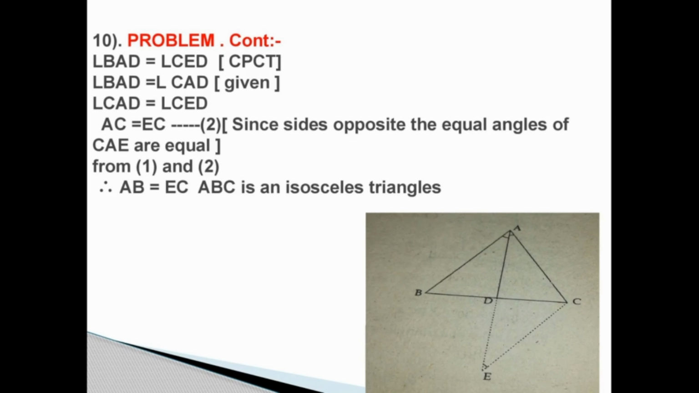Next, continuation of this problem. Angle BAD is equal to angle CED by CPCT. Angle BAD is equal to angle CAD, given. Angle CAD is equal to angle CED. Also, AC is equal to EC, equation number 2, since the sides opposite to equal angles are equal. That is, from equations 1 and 2, AB is equal to AC. Therefore, triangle ABC is an isosceles triangle.